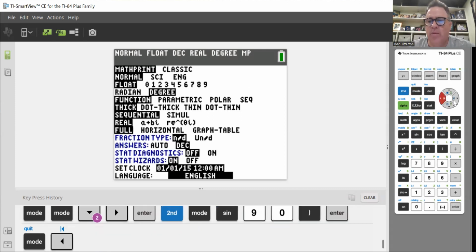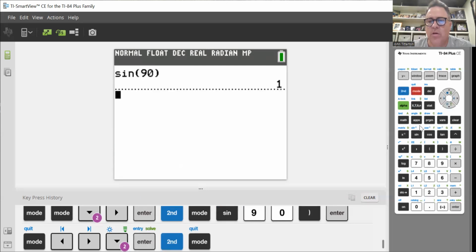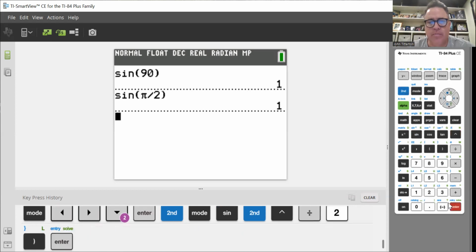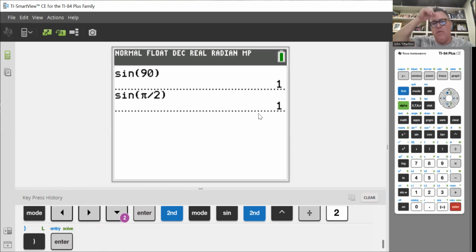Well, when you get to trigonometry, you have to go to radians. And now 90 degrees is pi over 2 in radians. So the pi button's over here above the hat. Pi divided by 2 is also 1. So you have to be cognizant.